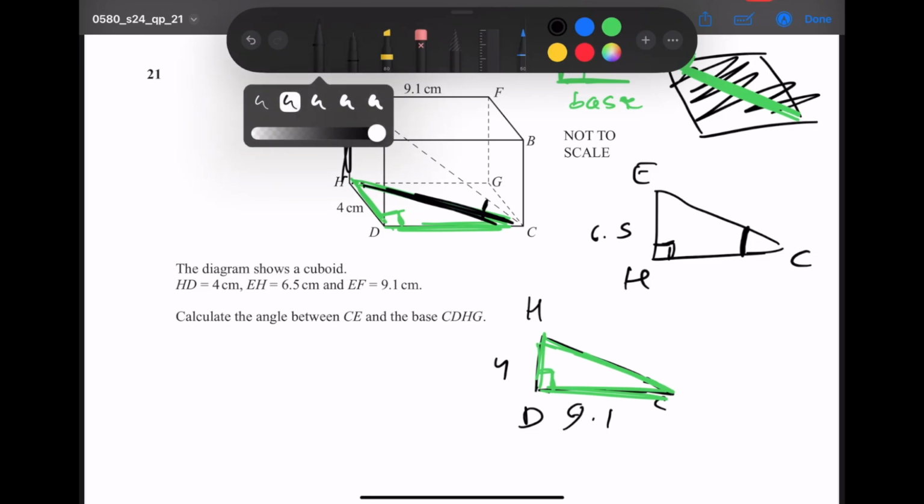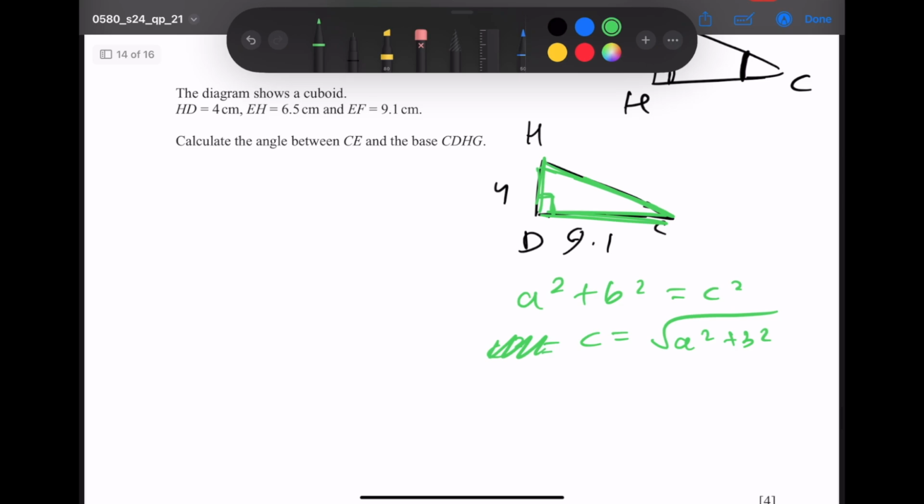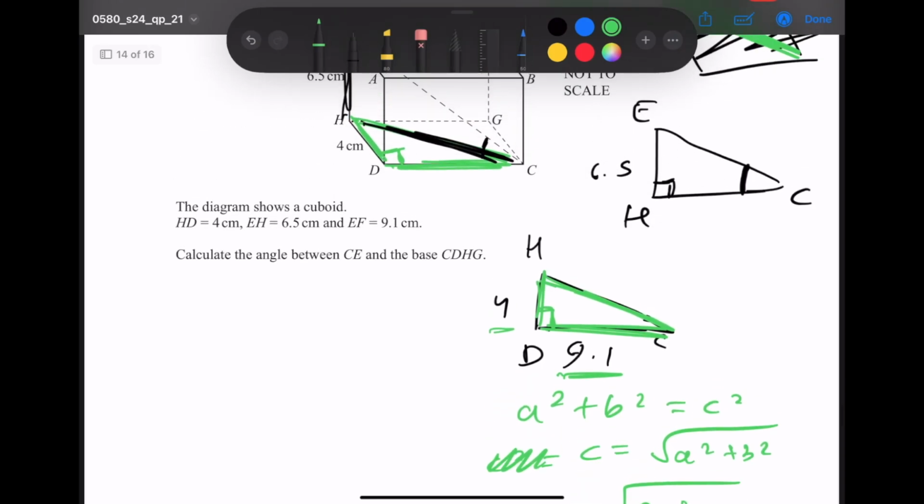So to find CH, we should just use the simple rule where a squared plus b squared is equal to c squared. Therefore, c is equal to the root of a squared plus b squared. Since we have a is equal to 9.1 and b is equal to 4, this is equal to 9.1 squared plus 4 squared, which is equal to 98.81. This is equal to the length of CH squared, 98.81.